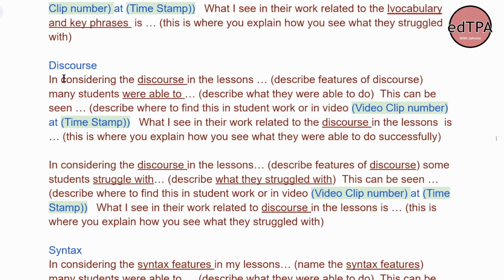Discourse is going to have the same structure. Discourse. In considering the discourse of the lessons, describe features of the discourse. Many students were able to. Describe what they were able to do. This can be seen. Describe where to find this in student work or in video clip number at timestamp. What I see in their work related to the discourse in the lessons is, this is where you explain how you see what they were able to do successfully.